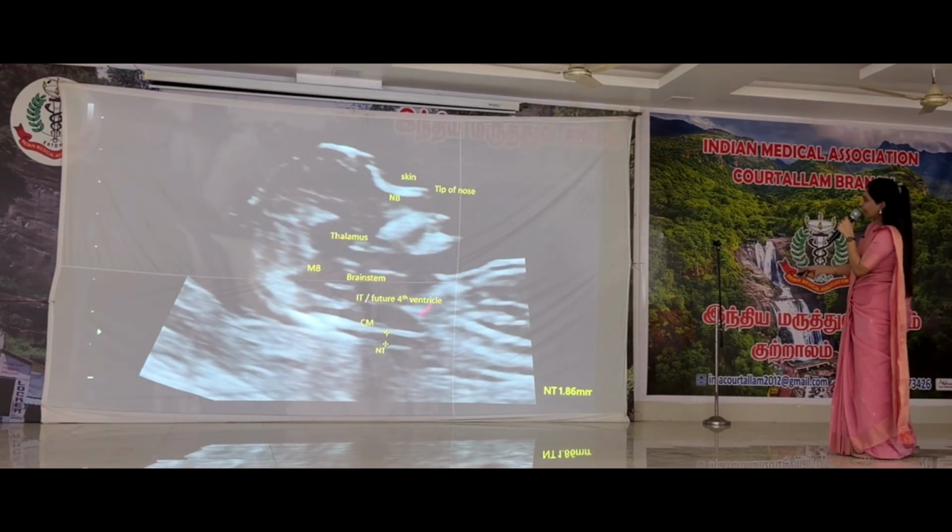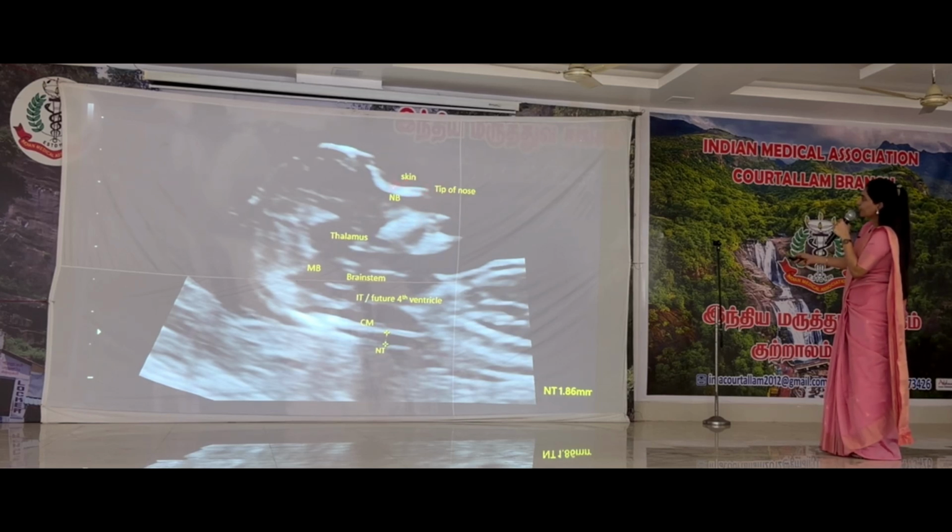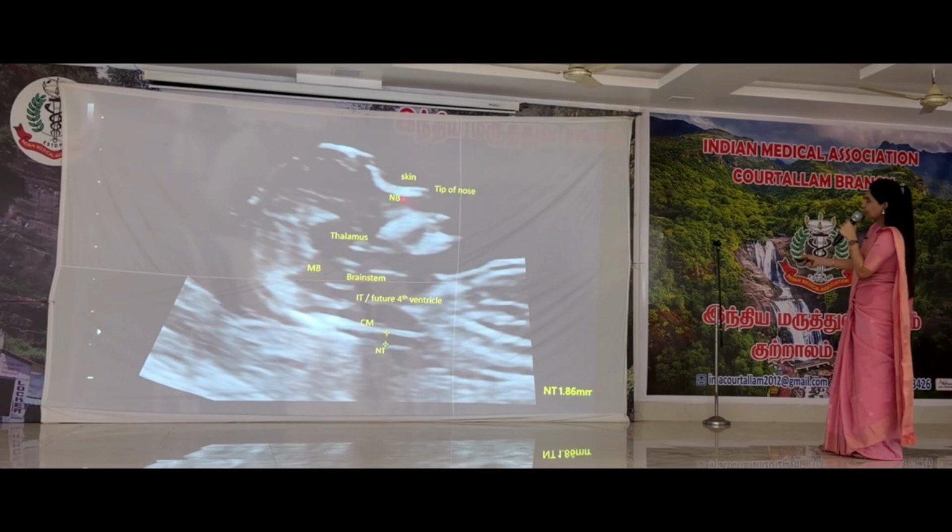First thing, only the fetal head and thorax should be seen. Do not include the fetal abdomen. And in the head, what are the things you are going to see? In this area, 3 lines will be seen. The anterior most line is the tip of the nose, and here we are seeing 2 parallel lines. The above thinner line is the skin, and the below thicker, broader, brighter line is the nasal bone.